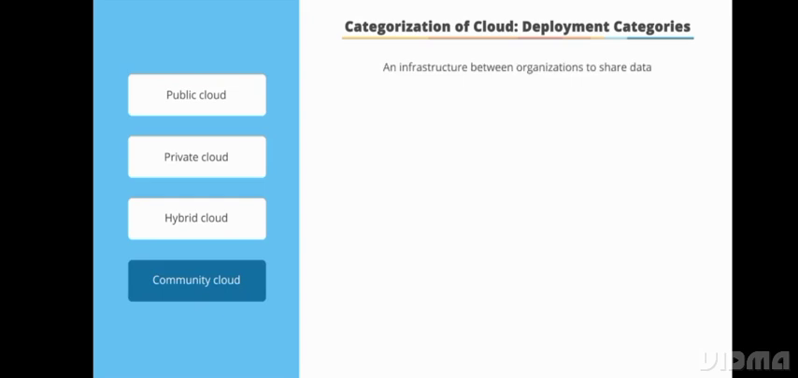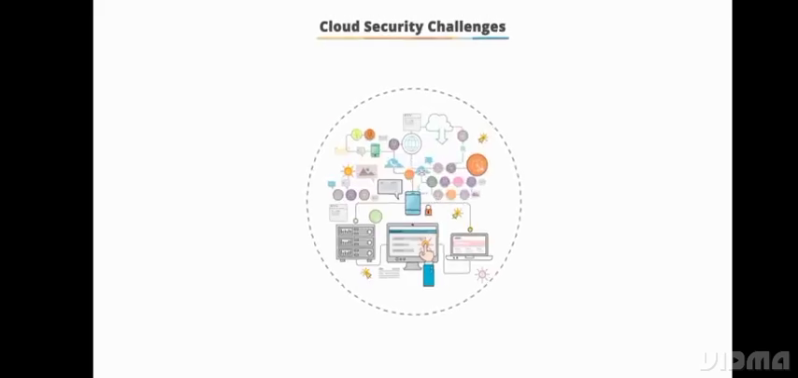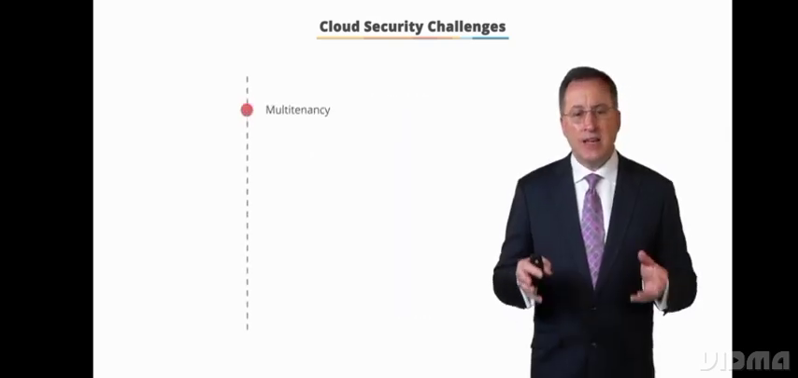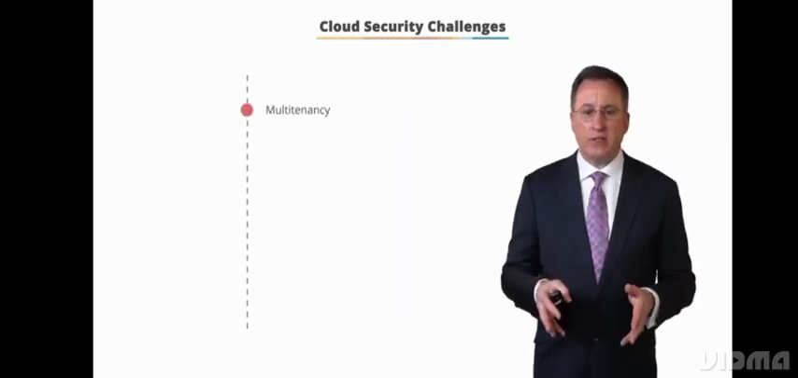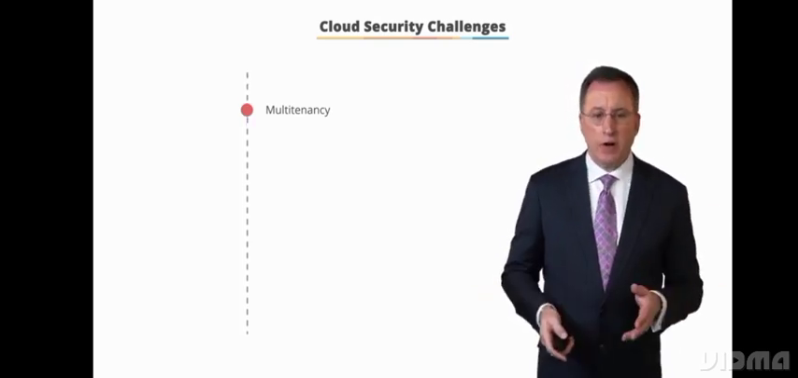A community cloud implies an infrastructure that is shared between organizations, usually with shared data and data management concerns. A community cloud can belong to a government or of a single country. Community clouds can be located both on and off premises. Some cloud security challenges: multi-tenancy, privacy, multi-jurisdiction, and virtualization complexity. Multi-tenancy is an architecture in which a single instance of a software application serves multiple customers. Each customer is called a tenant.